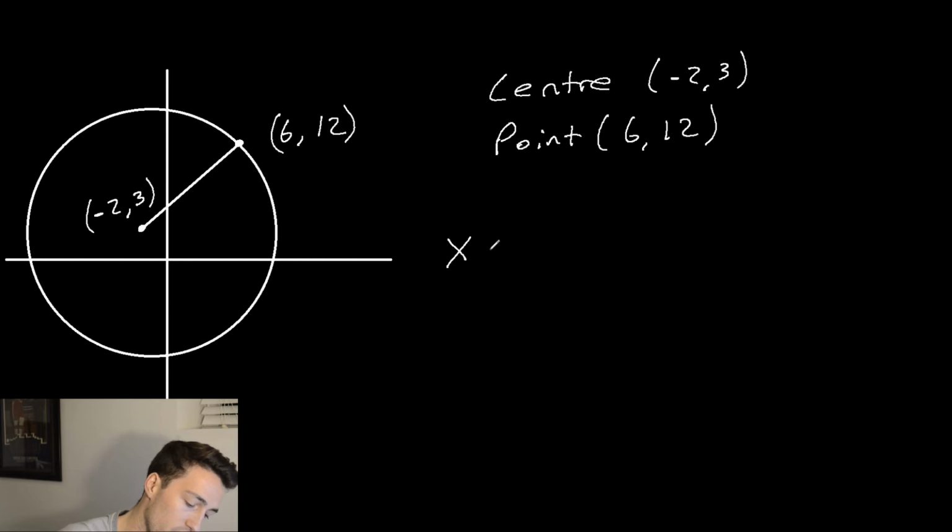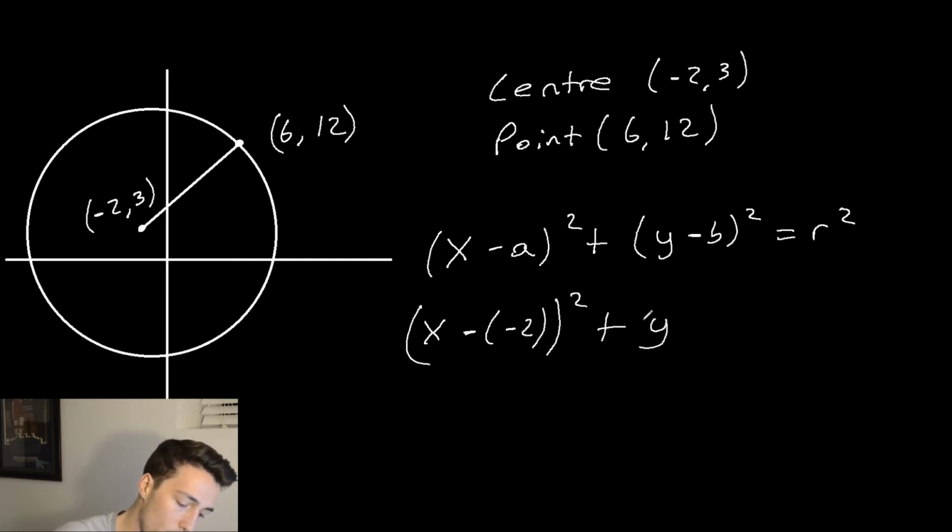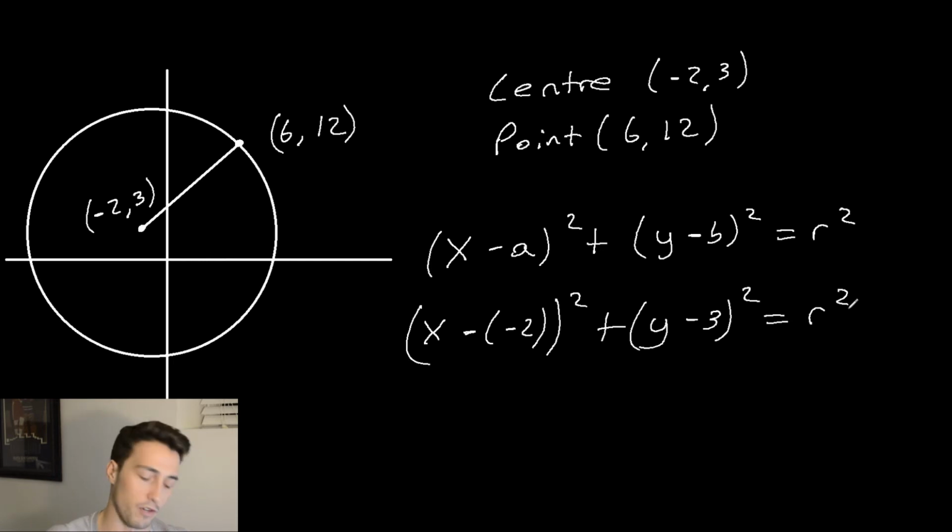So again, I'm going to write the general equation, which is (x - a)² + (y - b)² = r². In this situation, a and b again represent the center of the circle. So we're going to have (x - (-2))², plus (y - 3)², which was the b value, and that all equals r².